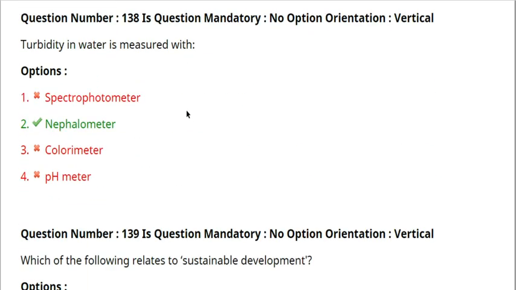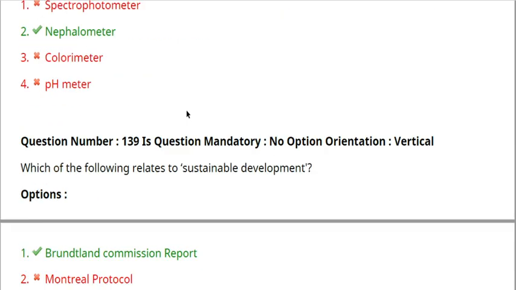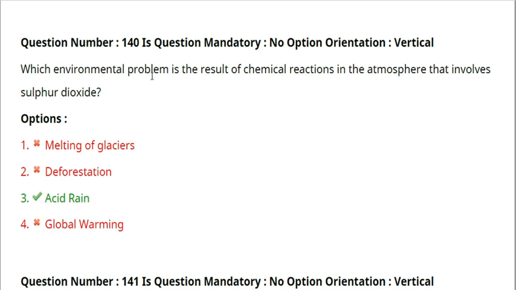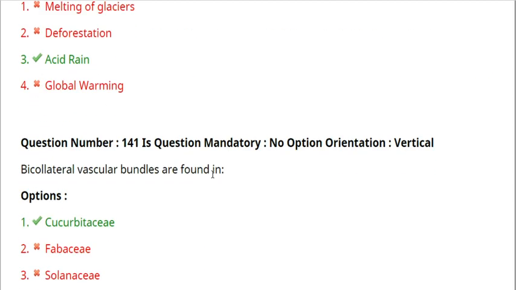Next thing, turbidity of water is measured by nephelometer. Next, which of the following relates to sustainable development? It is this particular report which deals with sustainable development, whereas the Montreal protocol is involved in the ozone layer related agreement. Then the Paris agreement is involved in global warming and climatic change, and the Kyoto protocol deals with greenhouse gas emission. Next, which of the environmental problems is the result of a chemical reaction in the atmosphere that involves sulfur dioxide? These things we have studied from our 5th standard itself, it is acid rain.